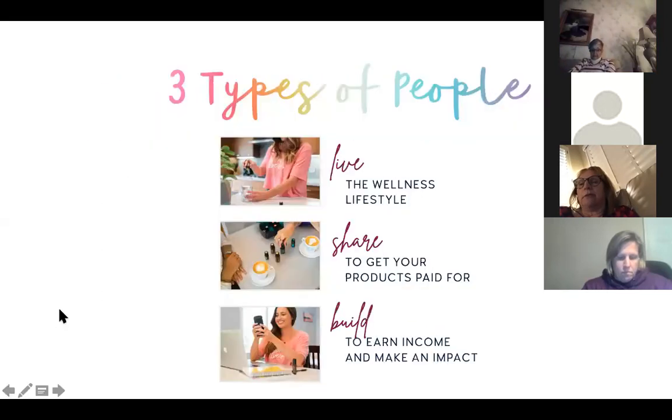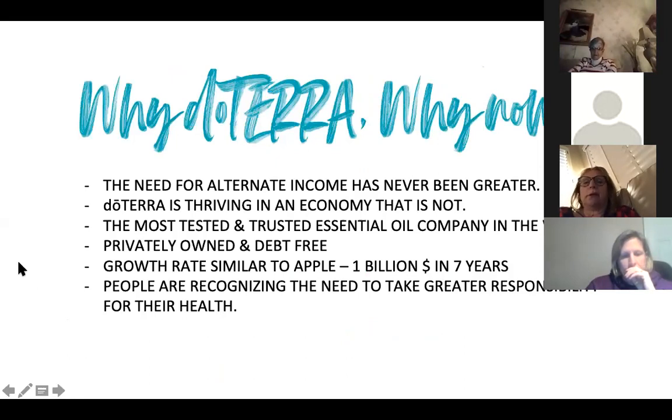And I will say, just before I move on, people will move through these. It's fluid. People will move from just living the essential lifestyle to sharing, to building, and maybe back to sharing. It's a very fluid process, and it can be whatever you choose it to be. It's your choose your own adventure.